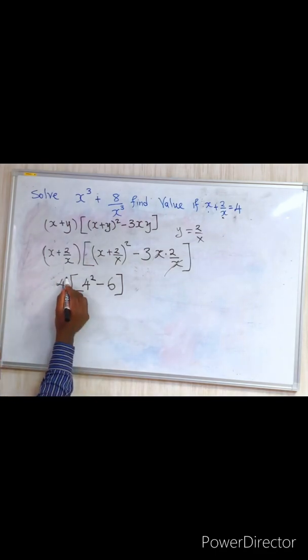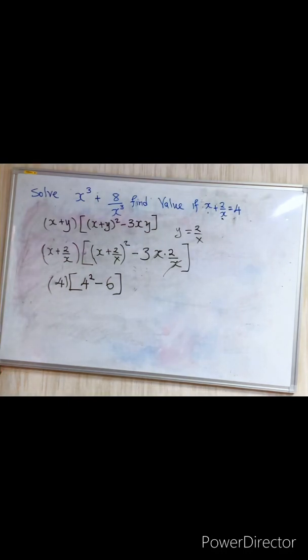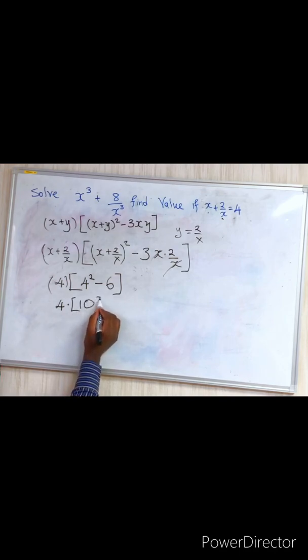Okay. So 4 squared is equal to 16. 16 minus 6, we know that will give us 10. So 4 times, in here we have 10. This 4 times 10 will give us 40. Henceforth, 40 is our answer.